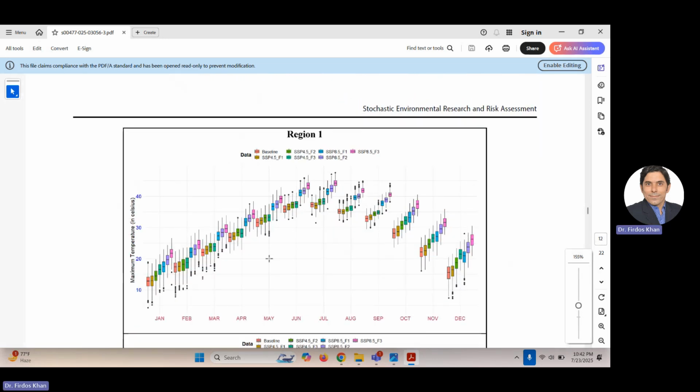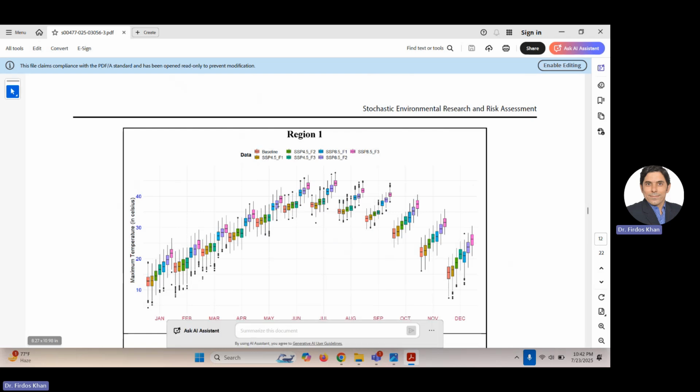So look at these plots. You can see this is the baseline, the first data. I look at this January. Okay, I will explain the result for January first. So this is for the baseline, and then SSP 4.5 and SSP 8.5.